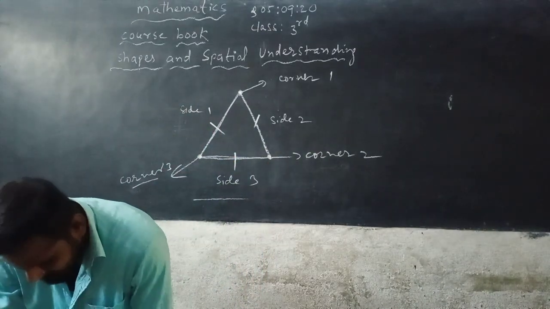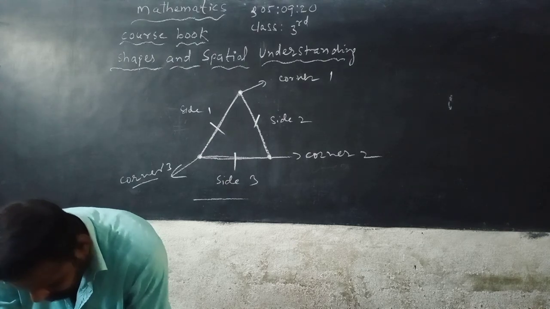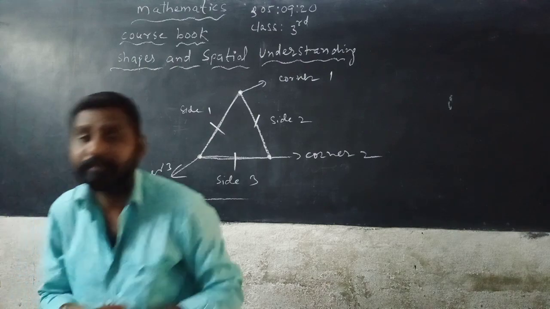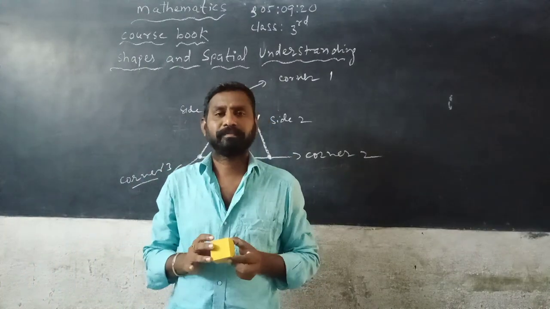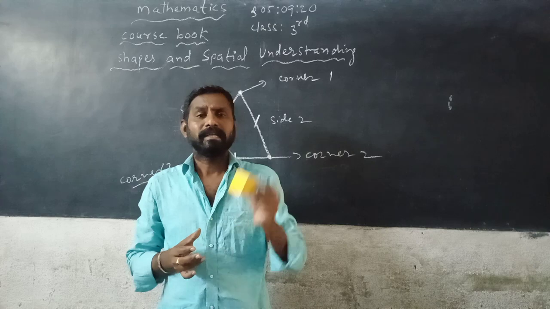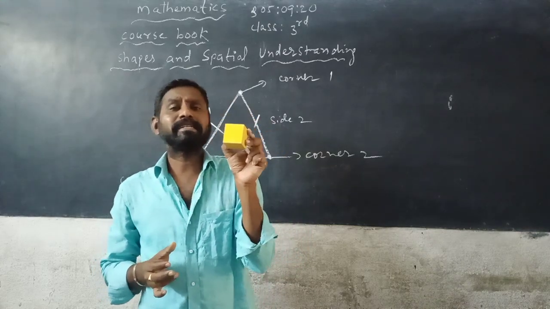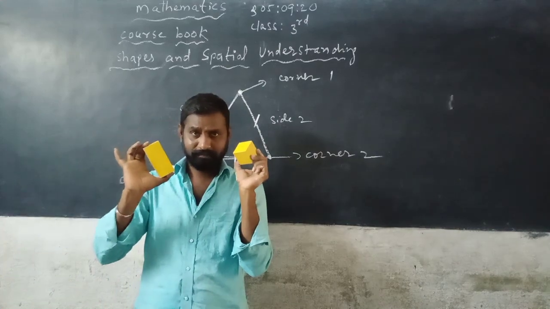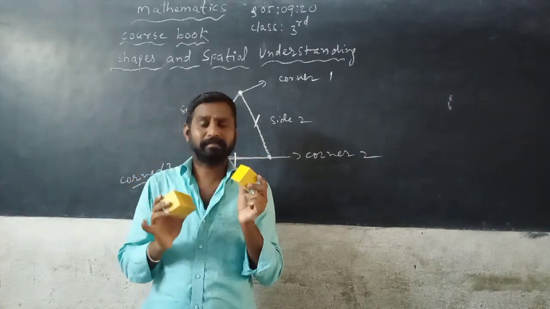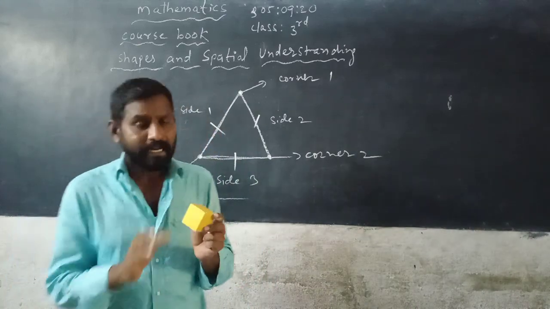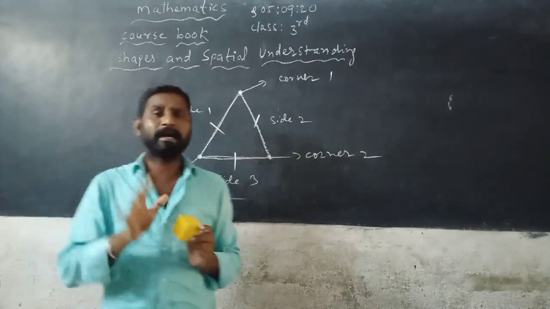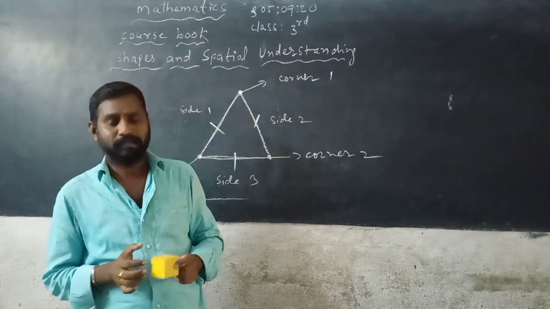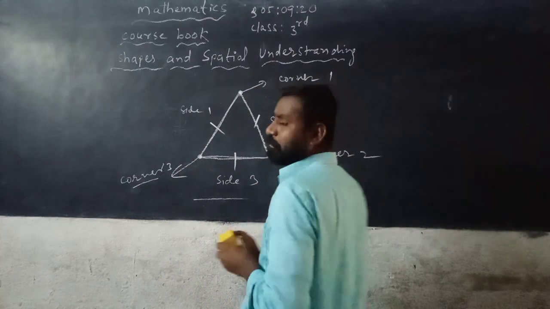These shapes are called 3D shapes. Cube. Cube means 3-dimension figure, 3D shapes. These are all 3D shapes. It has 3 dimensions because it has length, breadth and thickness. So it is called as 3D shapes. See here, this is cube.